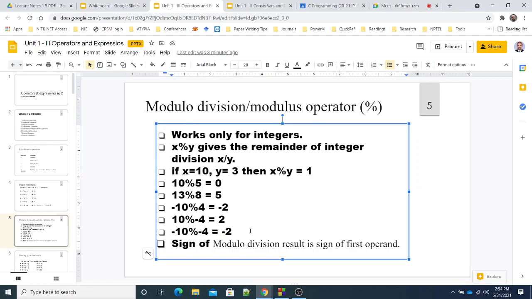So the remainder operator is clear. I'll quickly ask some more questions. 14 mod 3. 2, because quotient is 3. 4 into 3 is 12. So 14 minus 12 is 2. Then 5 mod 10. Or okay, let me start with 10 mod 10. 0. Exactly divides. Now I'm going to reduce it. 9 mod 10.